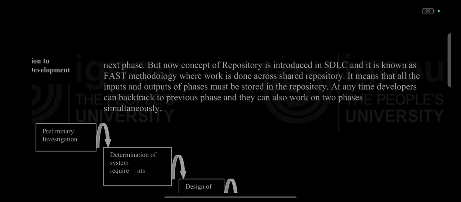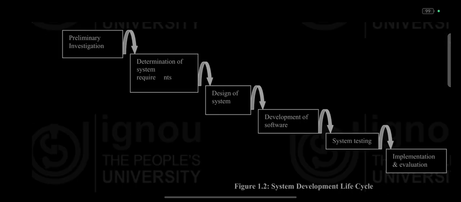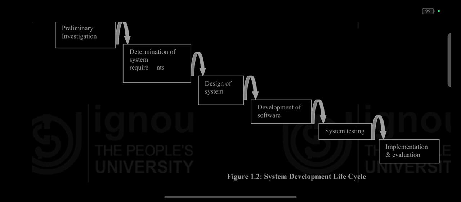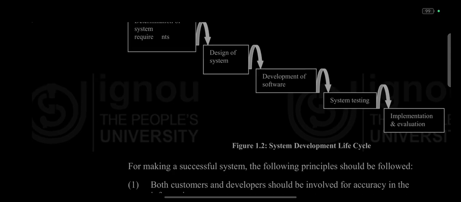But now the concept of a repository is introduced in SDLC, and it is known as FAST methodology, where work is done across a shared repository. It means that all the inputs and outputs of phases must be stored in the repository. At any time, developers can backtrack to a previous phase, and they can also work on two phases simultaneously. The phases are: primary investigation, determination of system requirements, design of system, development of software, system testing, implementation, and evaluation.